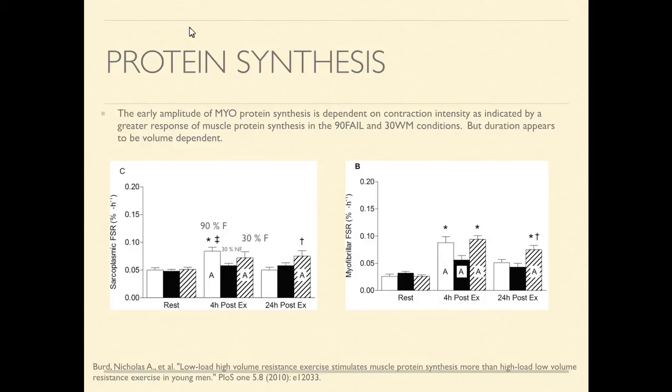Okay, but if you head out to myofibrillar protein synthesis and look at 24 hours post, what you're going to see is that only the very high volume group maintained protein synthesis 24 hours post. So this suggests that early protein synthesis is intensity dependent and later protein synthesis is volume dependent. So volume, irrespective of intensity, seems to be an important variable modulating the hypertrophy response.